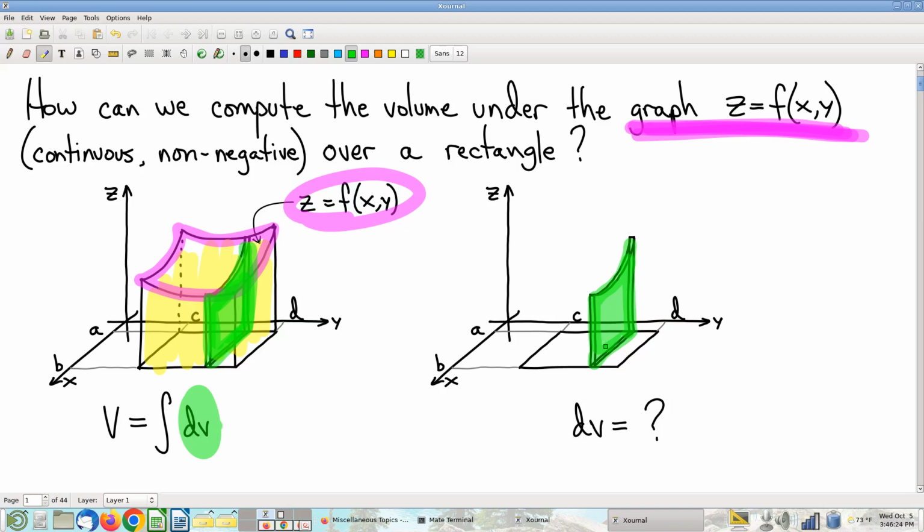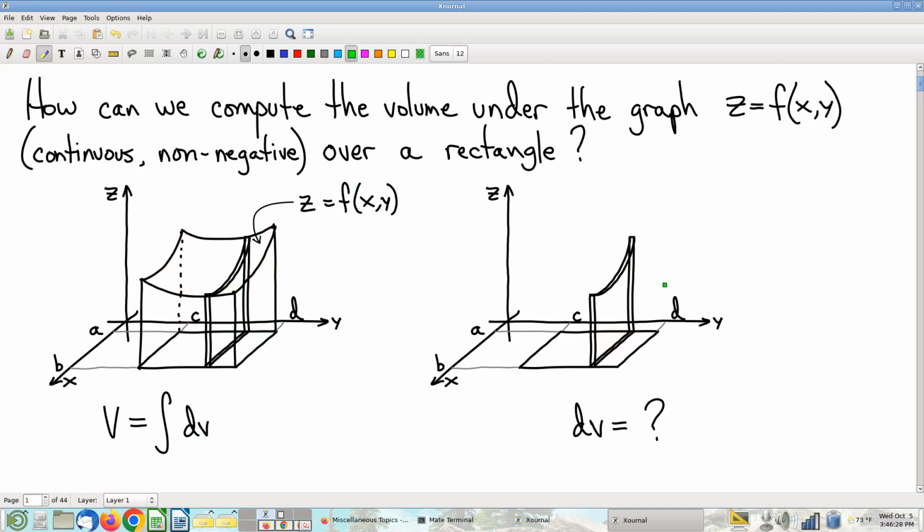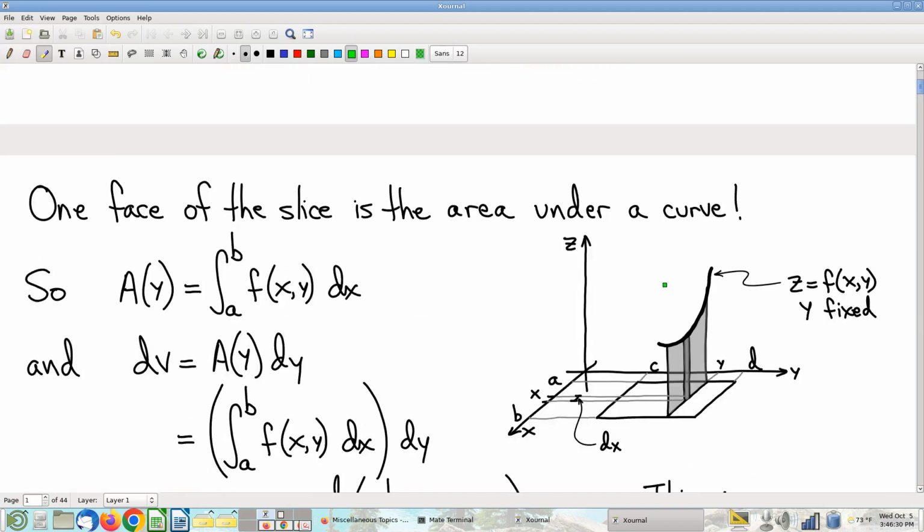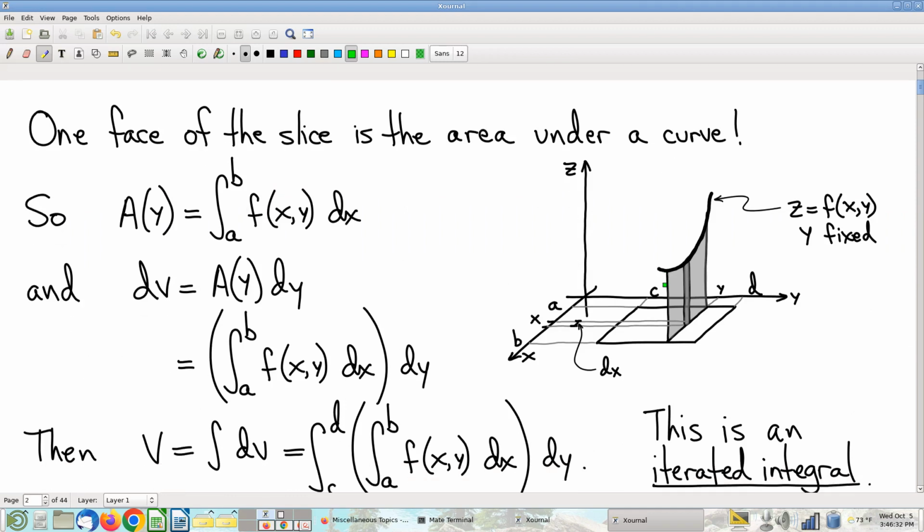Okay. So here's the thing. We can totally compute this area. This area here is the area under a particular curve. Where have we heard that expression before? Area under a curve. Integral, of course.